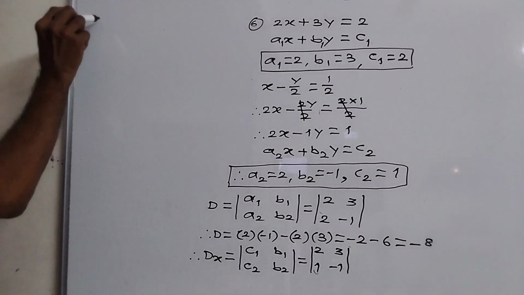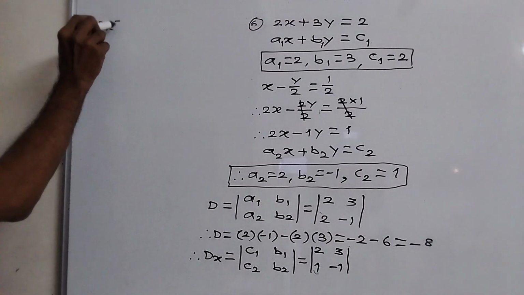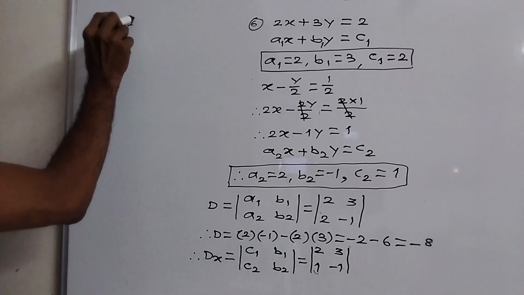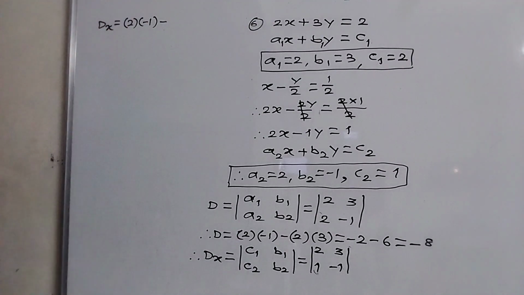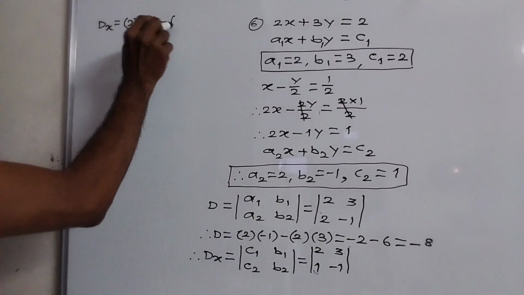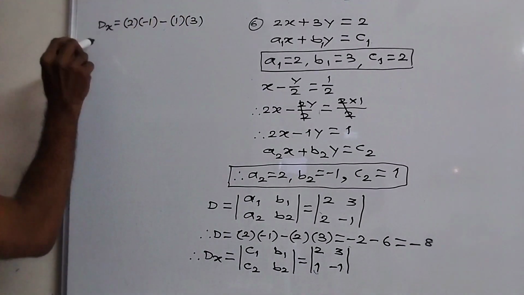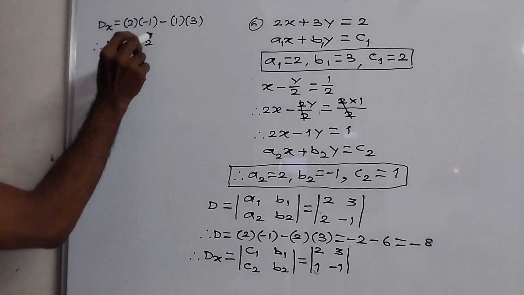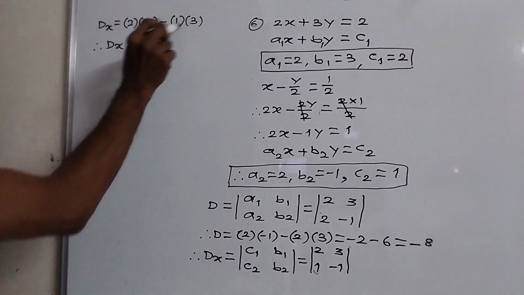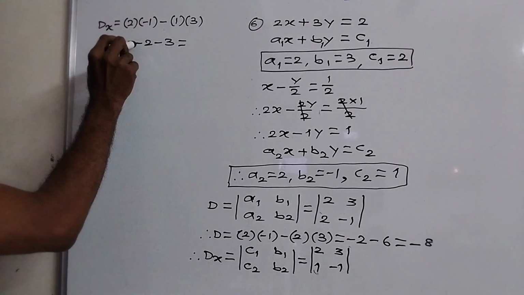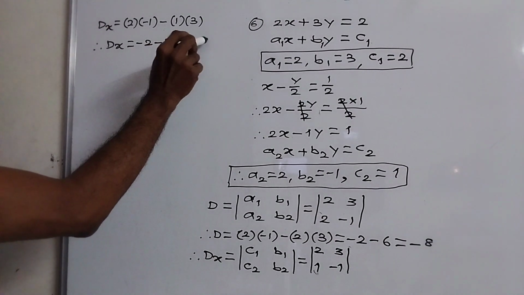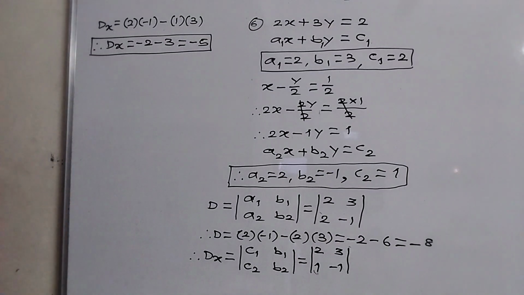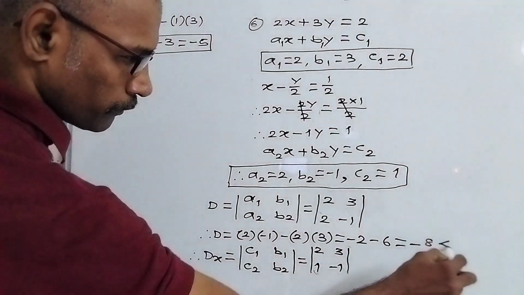Okay, now we find the value of dx. See this. Dx is equal to the multiplication of this, 2 into minus 1, minus the product of these two, 1 into 3. Therefore dx is equal to 2 into minus 1 minus 1 into 3, so minus 2 minus 3 means minus 5. This is our dx, and here our D.